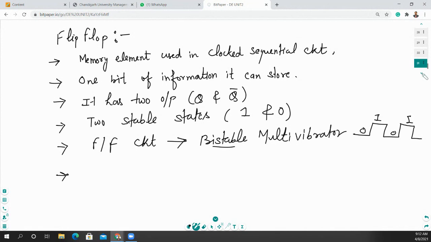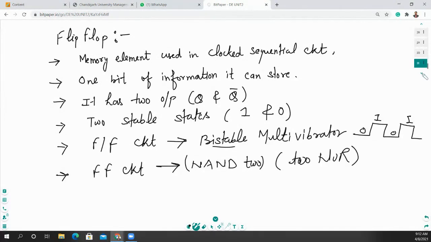A flip flop circuit can be constructed from two NAND gates or two NOR gates. So how can we construct a flip flop? It can be constructed with two types of gates, NAND gates and NOR gates. So we can construct a flip flop with the help of two NAND gates or two NOR gates.